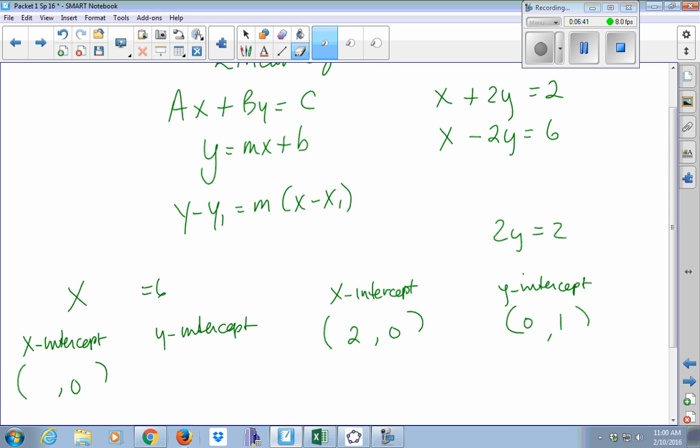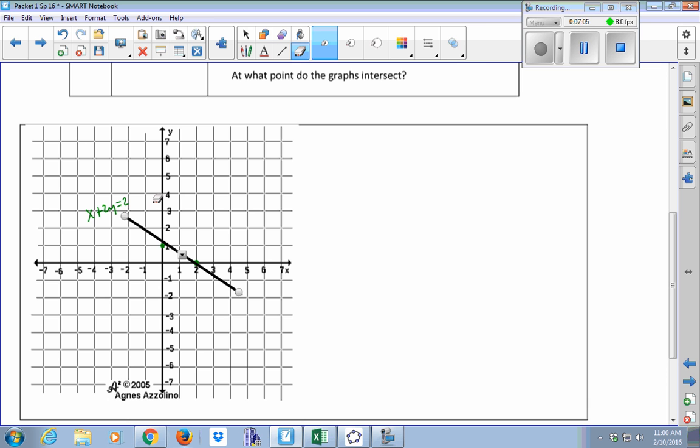Cool. My y-intercept is when x is 0. So my whole x term disappears out of my equation, and I get negative 2y equals 6. And when I divide both sides by negative 2, I get negative 3. So there are the 2 points that I need to graph my second line, (6, 0) and (0, -3). So I go over here to my graph, and with a different color, I put (0, -3) and (6, 0). And then I draw that line in.